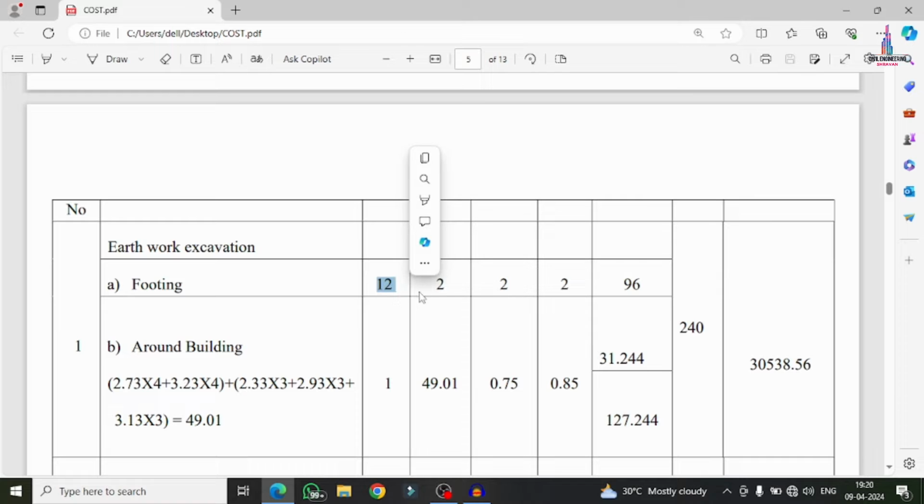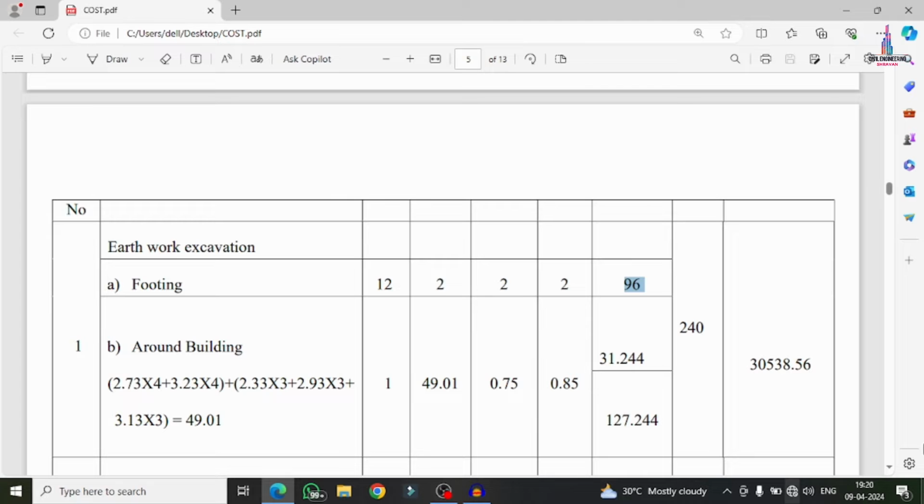Okay, so the footing has a length of 2 meters, a width of 2 meters, and a depth of 2 meters. If I multiply these values, I get approximately 96 meter cube. So this is the quantity of earthwork excavation required for the 12 footings.